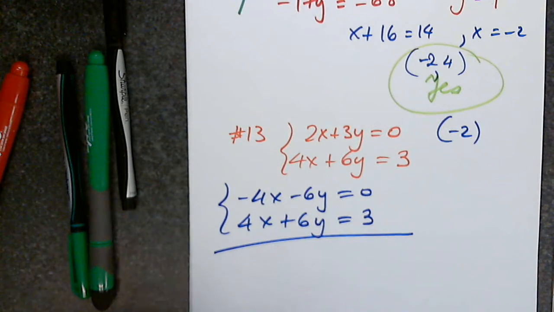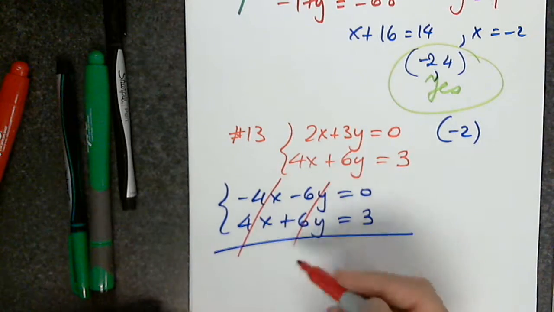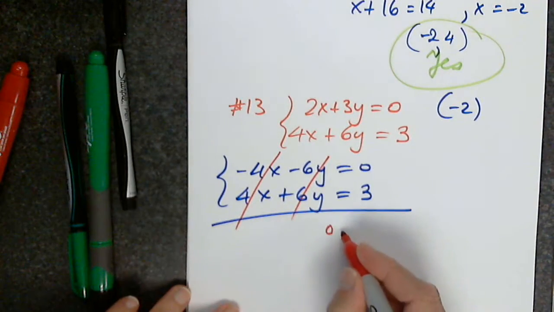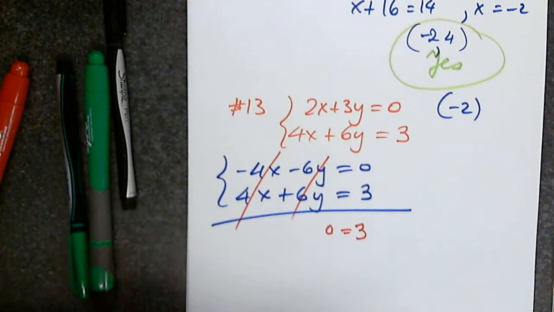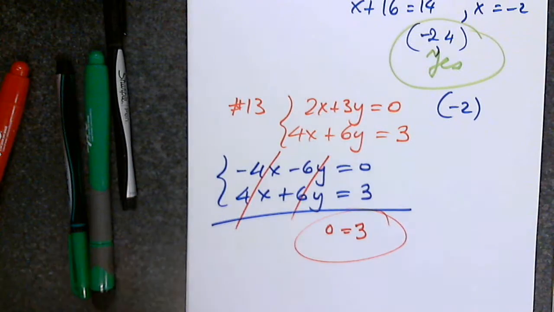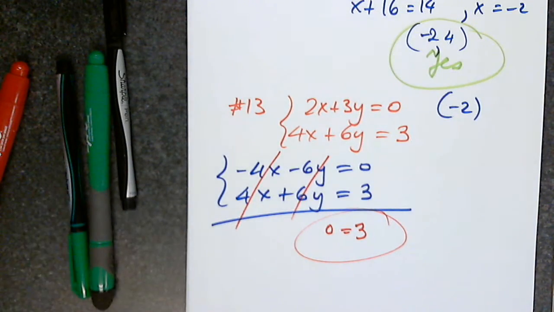So what do I get on the left-hand side? 0. And the other side? 3. This makes no sense. Okay, very good. And what do I conclude about the system? Exactly. They are parallel. They must have the same slope.